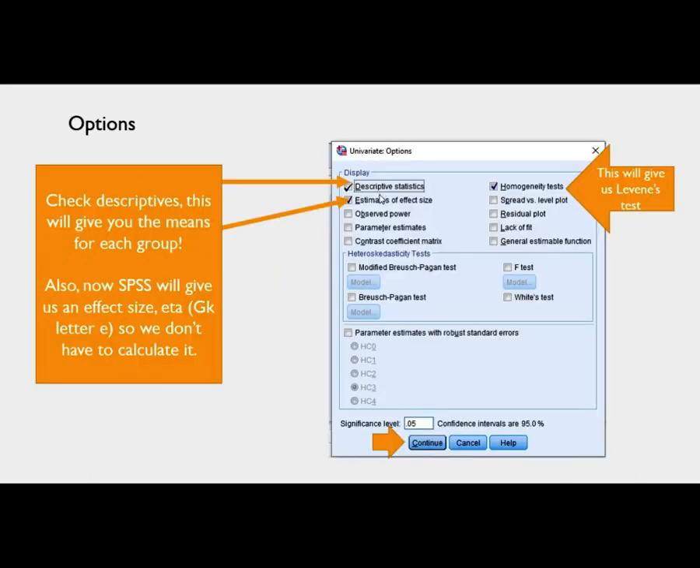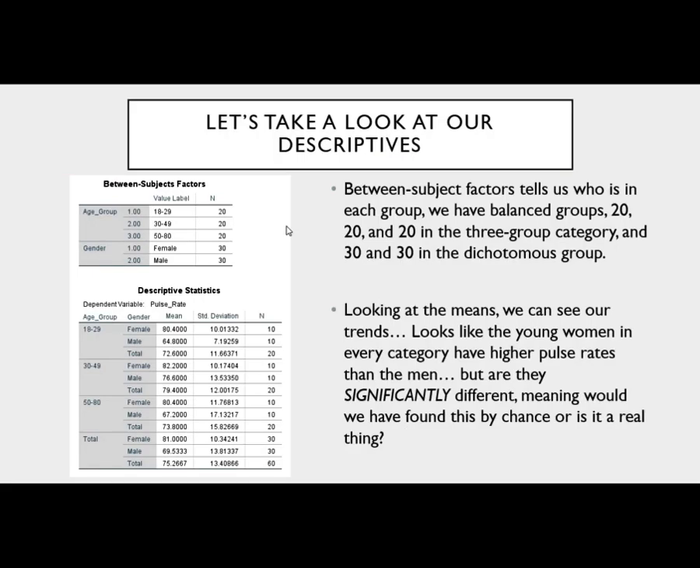We want to check descriptives, estimates of effect size, and homogeneity tests. So this one's going to give us Levene's, this is going to give us descriptive statistics, and then this one will give us an estimate of effect size. Finally, SPSS will do it for us and we don't have to calculate it ourselves. Then we click continue, and then we say okay.